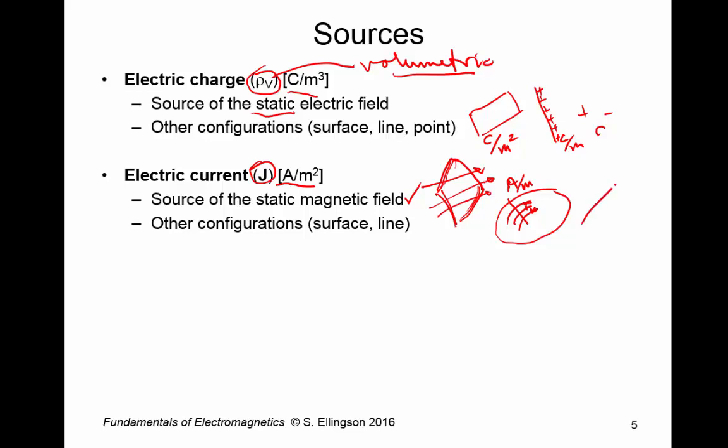And of course, I could have line currents. Here's a wire, for example, and it's carrying current. There I just have amps. So different ways to describe the current. But again, the most general way to do it is in terms of amps per meter squared.